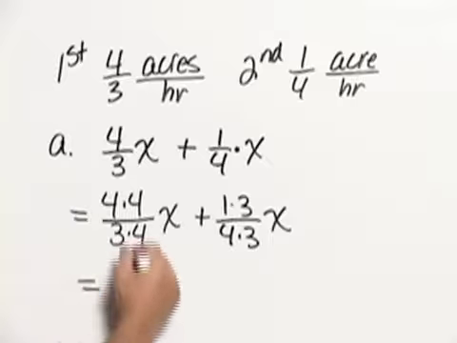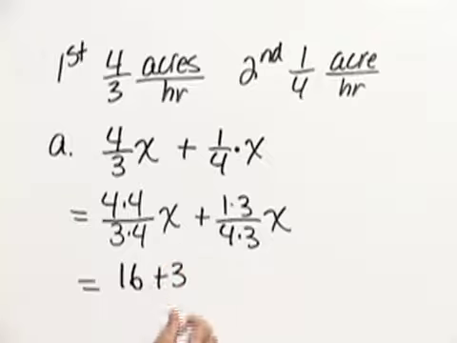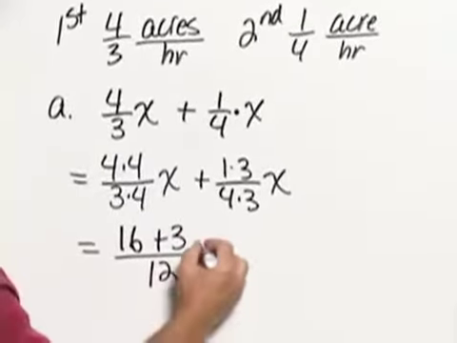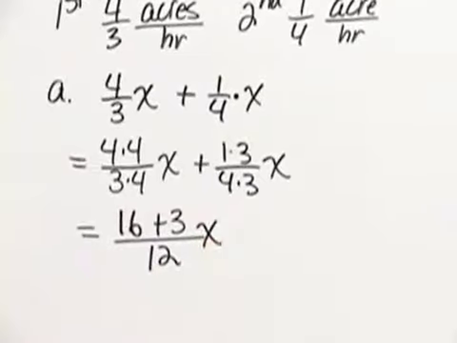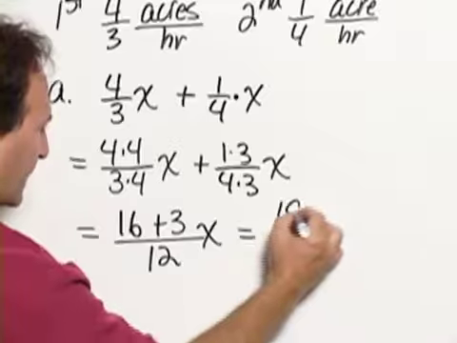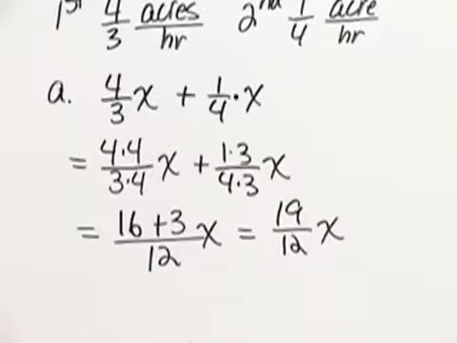So we would have 4 times 4, which is 16, plus 1 times 3, which is 3. That's all over the common denominator, which is 12, and that's all times X. Simplifying the numerator, 16 plus 3 is 19, so we have 19/12 X. So that's how many acres they would do in X hours.